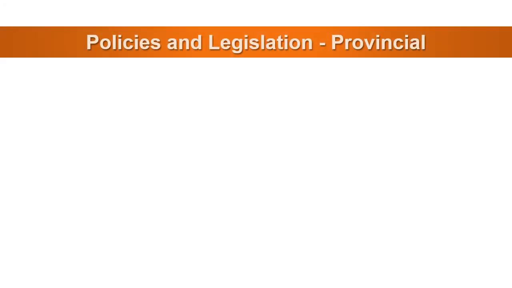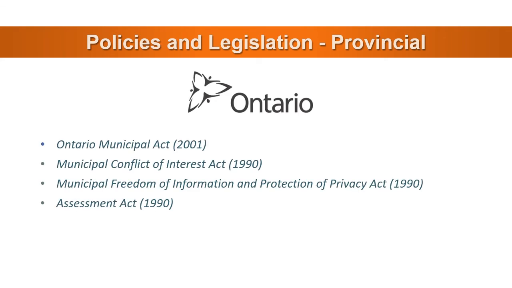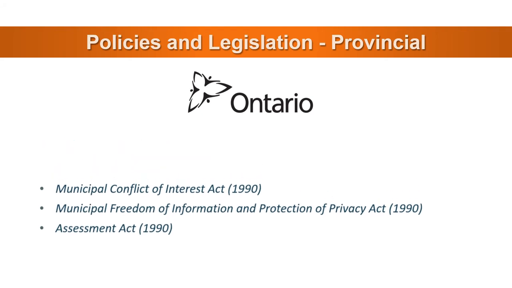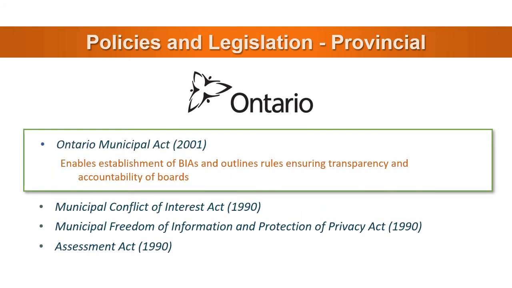OCOBIA has its own set of rules and regulations, which are closely tied to the provincial legislation governing all BIA board members. It is important to understand and be familiar with these policies and this legislation. Most significant are the guiding principles found in the Ontario Municipal Act of 2001, which speak to the establishment and basic legal structure of all BIAs in Ottawa, including the importance of transparency and accountability.